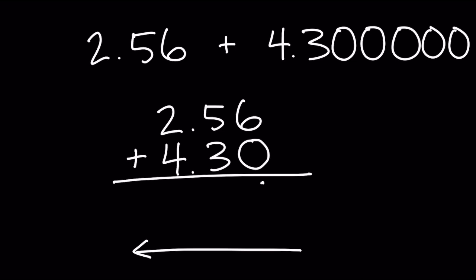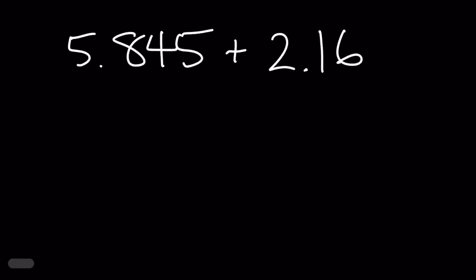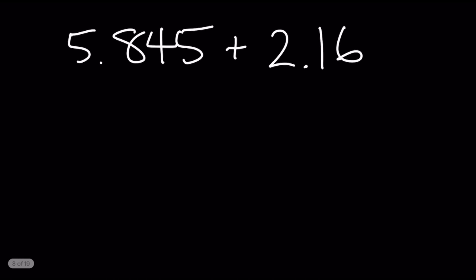6 plus 0 is 6, 5 plus 3 is 8, and then 2 plus 4 is 6. So the answer is 6.86. Let's try another example. Feel free to pause the video and try this on your own before I show the answer in 3, 2, 1.